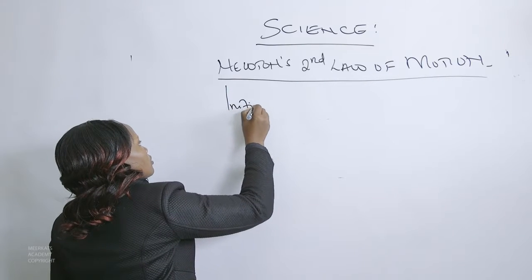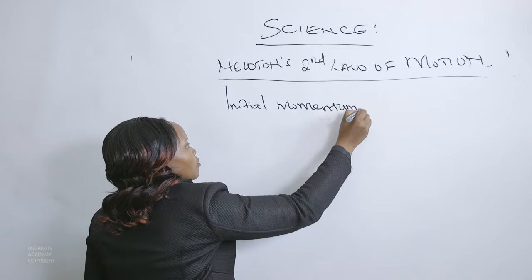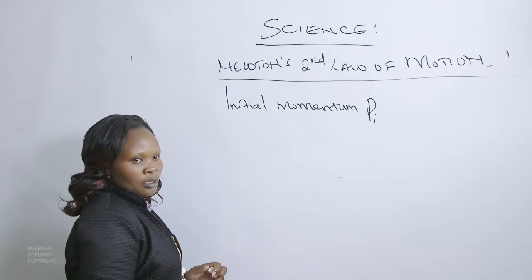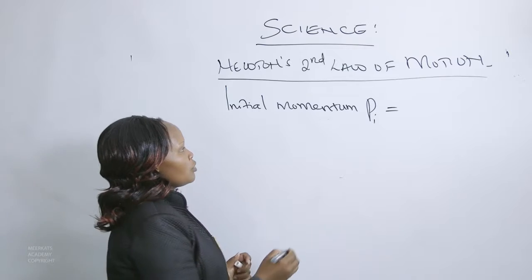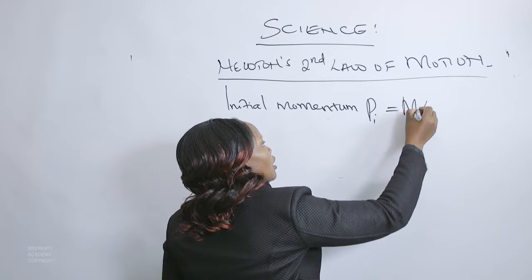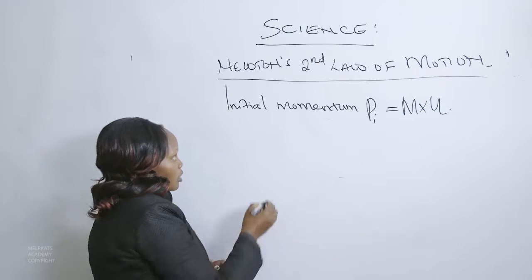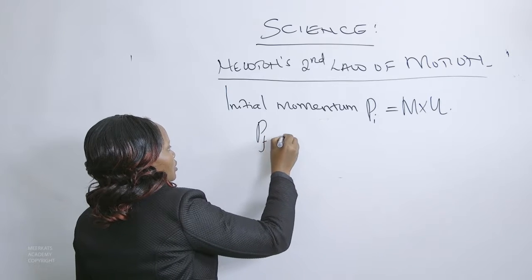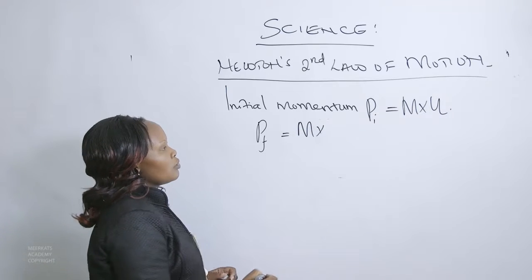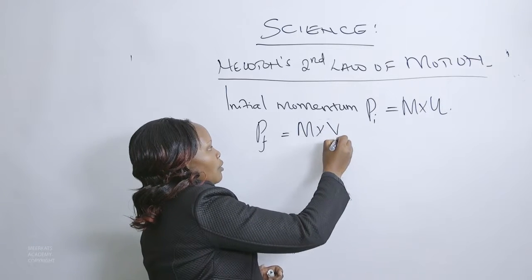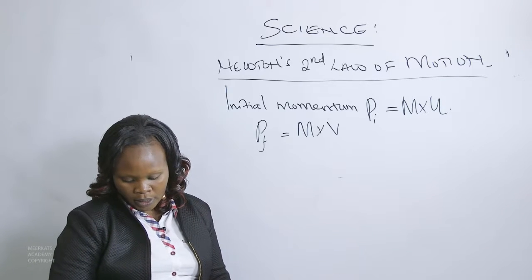Initial momentum, which we are going to call P subscript i, is going to be given by mass, and we multiply by the initial velocity u. Likewise, final momentum is going to be given by mass, and this one we are going to multiply by our final velocity v.